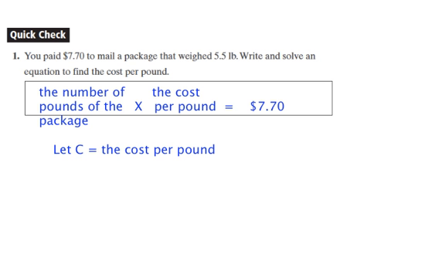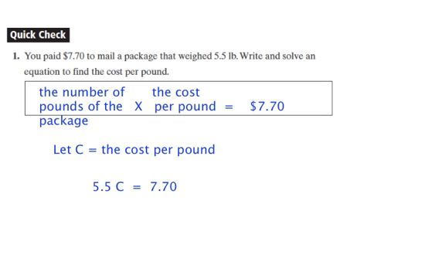Now we're ready to substitute in what we know and solve for what we don't know. The number of pounds of the package is 5.5. The cost per pound is what we don't know, so that's our variable C. And that all equals the $7.70 that you paid total. So 5.5C equals $7.70.